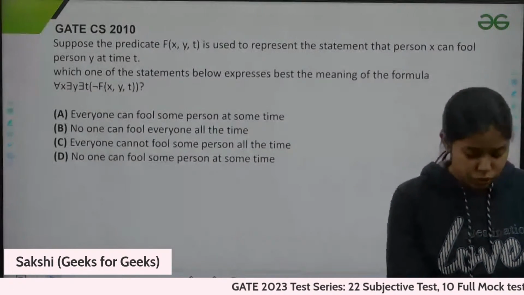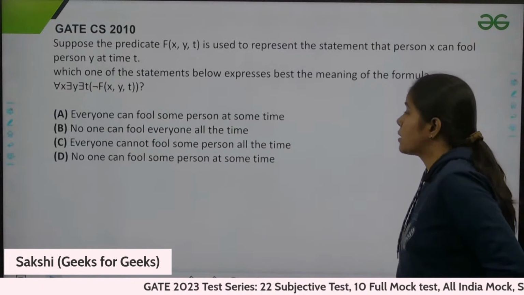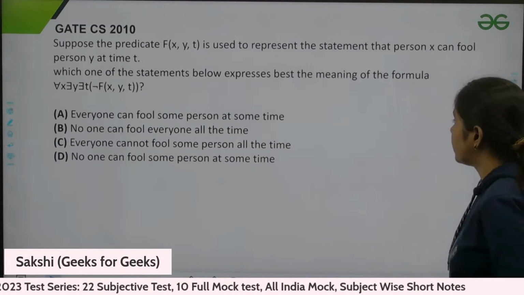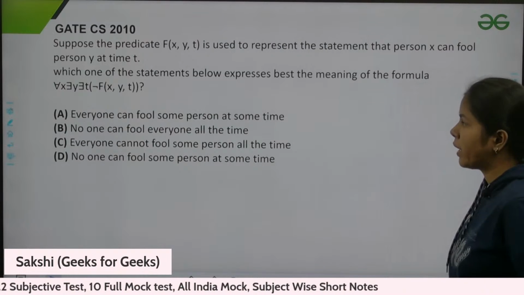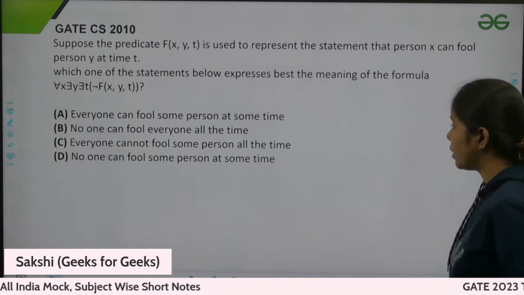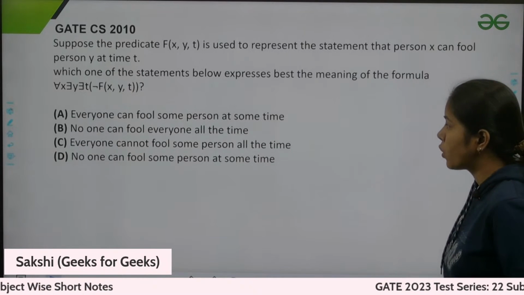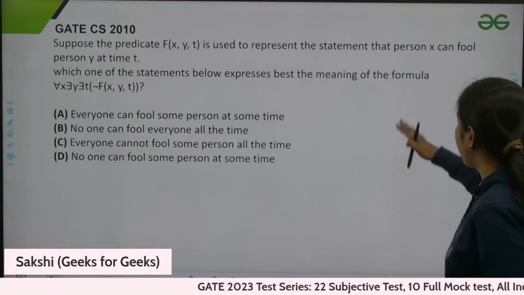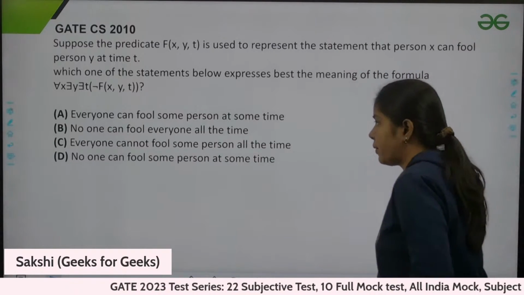Just try this once to solve it. What they are saying: suppose the predicate F(x,y,t) is used to represent the statement that person x can fool person y at time t. Which one of the following statements expresses the best meaning of the formula? The formula is for all x there exists y, there exists t, negation of F(x,y,t). Person x can fool person y at time t.